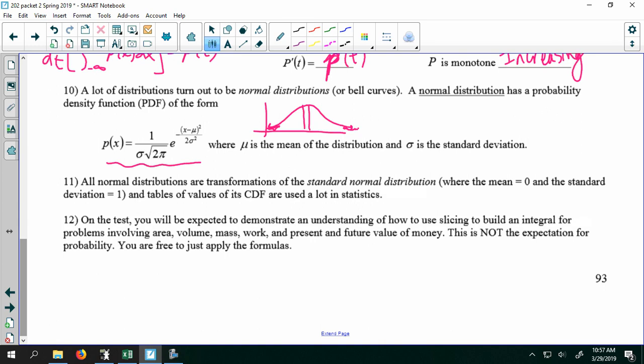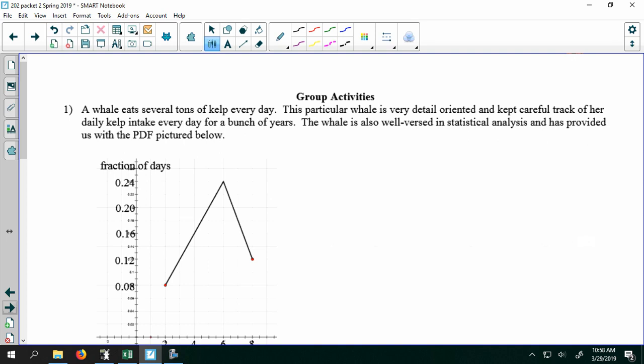Okay, before we move on to the activities, I just want to make a note. When you take the test on Wednesday, you're going to be expected to demonstrate an understanding of how to use slicing to build an integral for problems that involve finding area or volume or mass or work, and for present and future value of money. Draw a slice, sum up the slices, transform that into an integral. But that is not the expectation for probability. You're free to just apply some magical formulas that you'll discover in the activities. All right, you can go ahead and start.